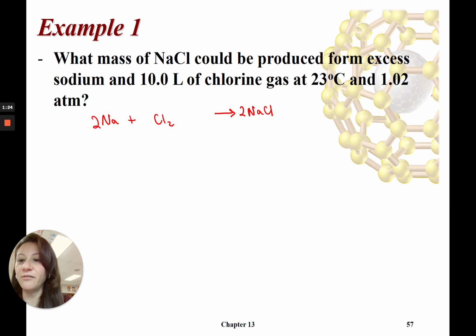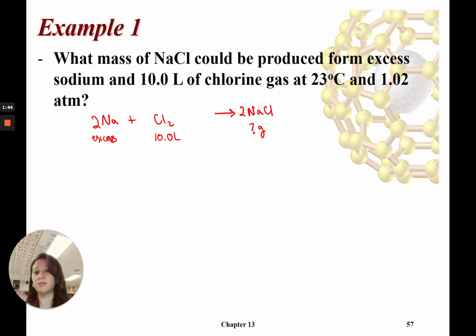Let's write down what we have and what we're asked for. We're asked for the grams of this. We are given excess sodium, so that means don't worry about it. It's the excess reactant, not the limiting reactant, so no need to worry about it. The chlorine we know is 10.0 liters. And then we're given a pressure and a temperature.